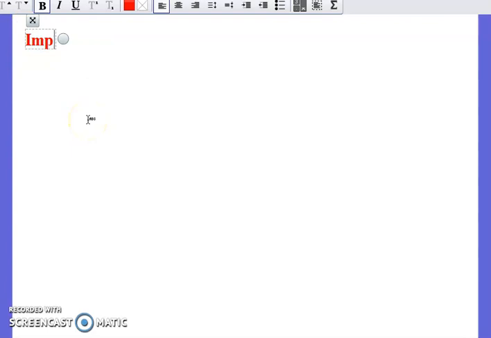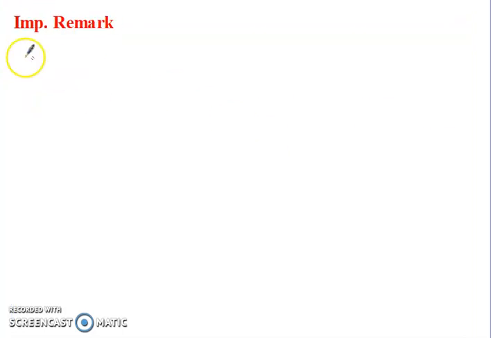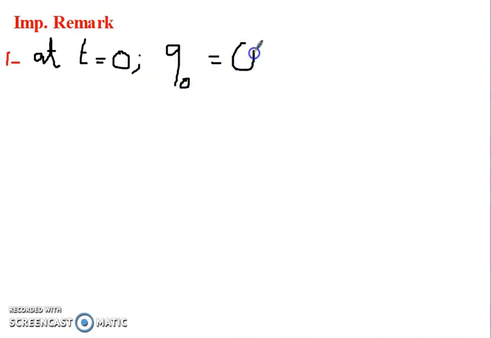Important remark. In this important remark, I'm going to find at t equal to 0, let me use black color, at t equal to 0, you replace in the function, or it is given, q0 equal Q, verify this, and I0 equal E over R, maximum. So the charge is maximum and the current is maximum.